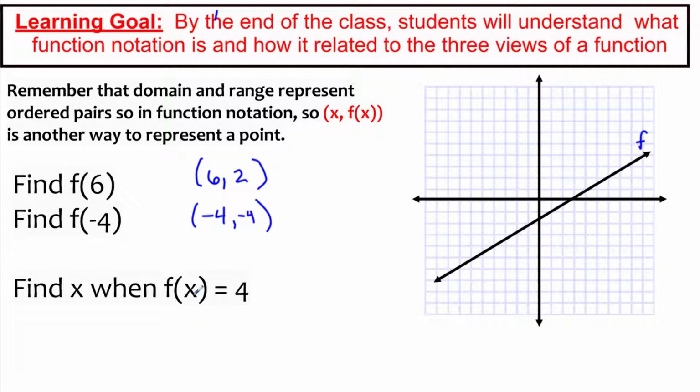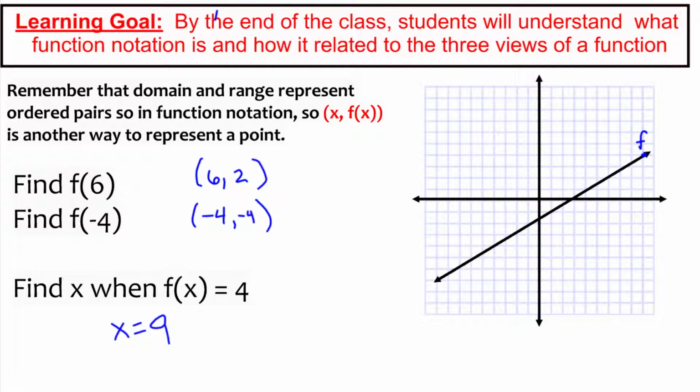It's saying, I know the output is 4. If the output is 4, what is x? Like, what's the input so that my output can be 4? So I'm going to go to my output axis, my y-axis, and say 1, 2, 3, 4. Where's the graph? It looks like it's all the way over here at 9. So my x is 9 to get an output of 4. So I'd say x has to be equal to 9 so that when I plug that in, I will get a 4. So this idea of function notation still applies to graphs.